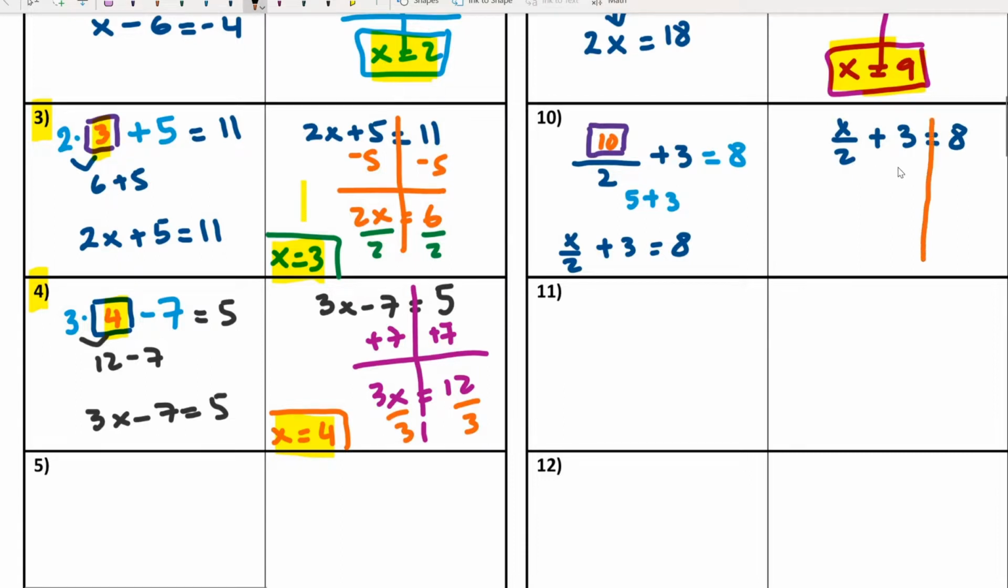We're going to solve for x, so subtract 3 from both sides. x over 2 equals 5. Since it's x divided by 2, we do the opposite operation, so you're going to times 2 on both sides. x equals 10. And that matches the date.